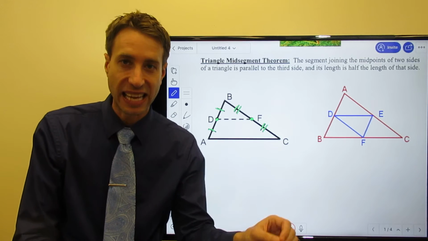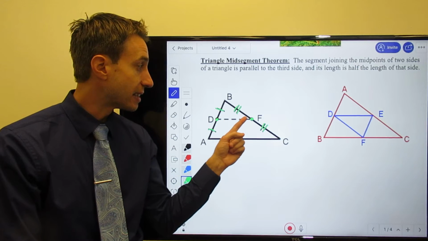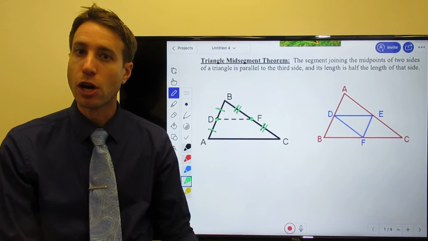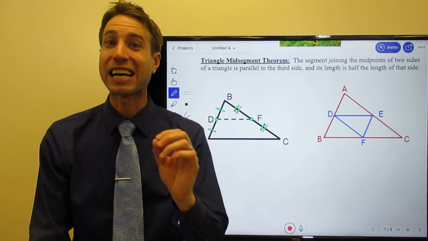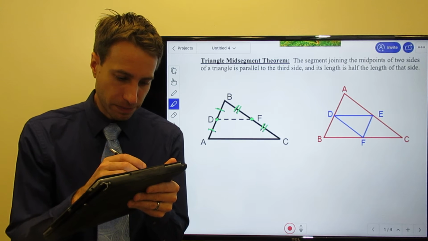That's going to be really important later on when we're trying to solve for unknown measures, knowing that these are midpoints and it splits the side into 2 congruent segments. Really, really important. But there's actually more than that. And I talk about that right here. Let me highlight it for you.